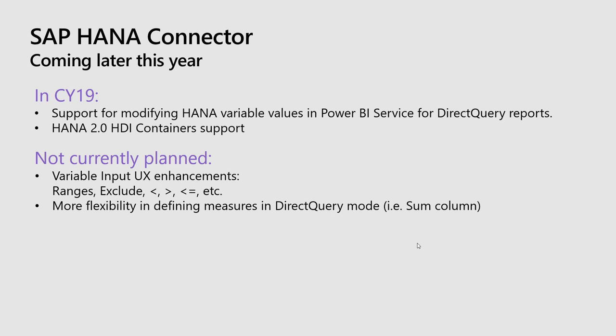Coming later this year in the HANA connector is the ability to change variables directly in the Power BI service. The way this works is you will author a report in Power BI, and then you will select an option if you want to allow the variable to be overridden. Once this report is published to the Power BI service, users will have the option of changing the variable values.